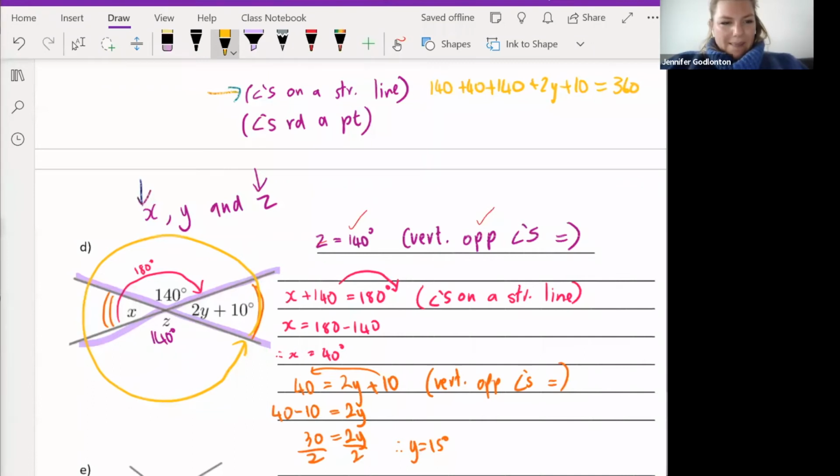Hello, ma'am. May you please explain again how you got 40 on the first step? Wait, y z is equal to 140. So Sia, the z is equal to 140 because this angle over here has to equal that angle over there because they are vertically opposite each other. Ooh. Okay.